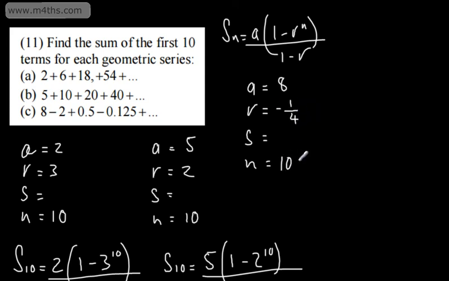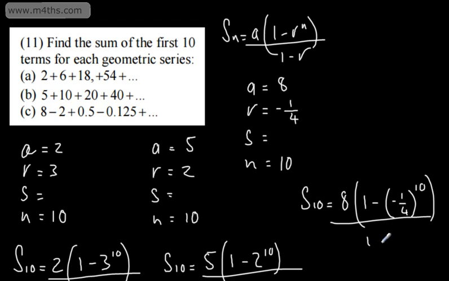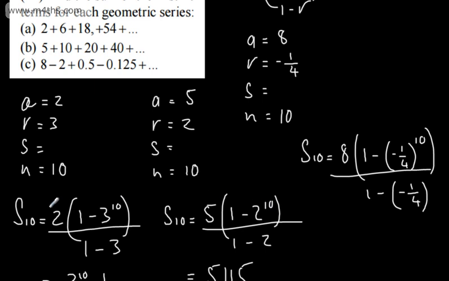10 is going to be n, and we can say now the sum of the first 10 terms is now first term, 8, 1 minus the ratio, which is negative 1/4, to the power now of 10, so let's put that on, and that's over 1 minus now the negative 1/4. So let's just plug that into a calculator.